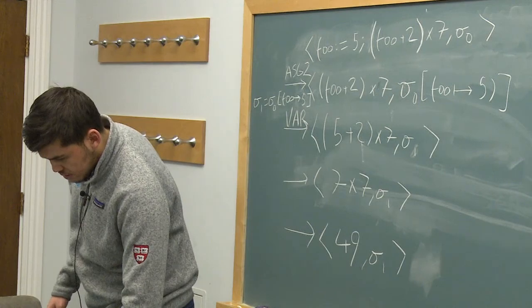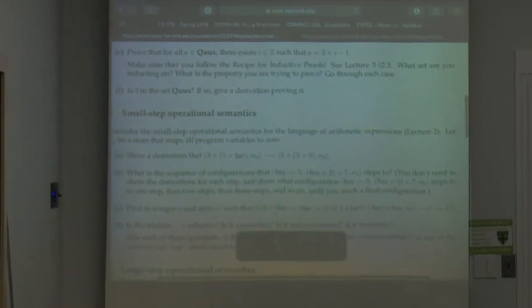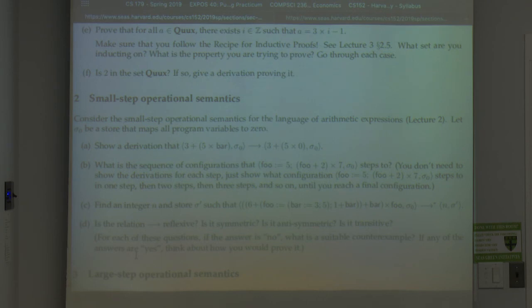Let's progress. Okay, so 2C asks, find an integer n and store sigma prime such that the expression that we're given leads to n comma sigma prime. So here we have this big mess of an expression, right?